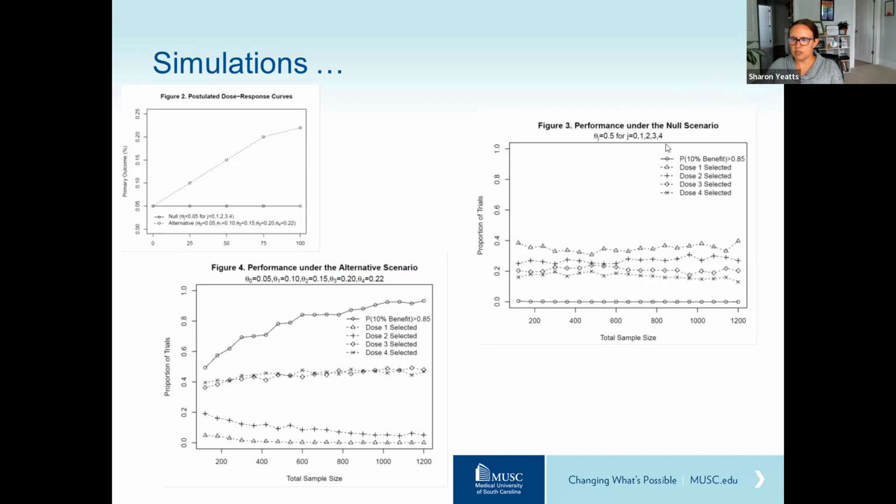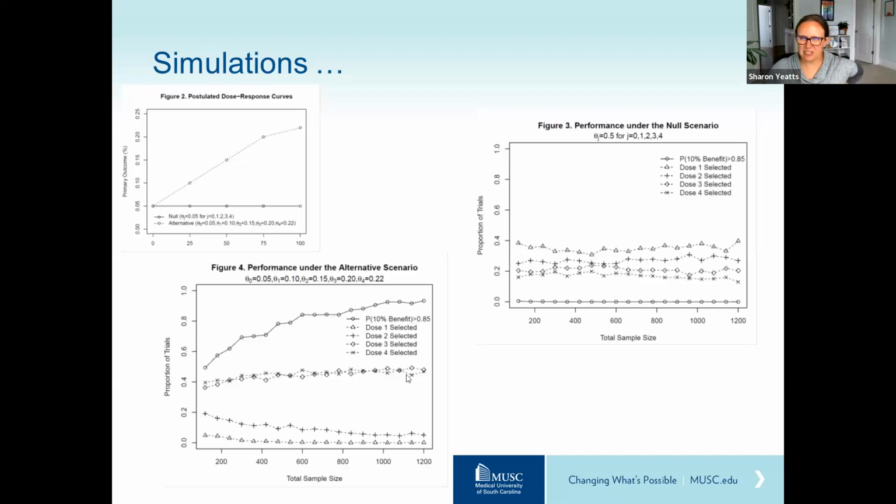So under the null scenario, where the treatment does nothing, what you can see is that dose 1 is selected more often than dose 2. Okay, and that's a good thing. So we're selecting lower doses more often than higher doses, but that it doesn't really matter because we have essentially no chance of showing the benefit of the selected dose. Okay, so that performance looks pretty good. Under the alternative scenario here, what we're showing is that dose 3 and dose 4 are selected with roughly equal probability.